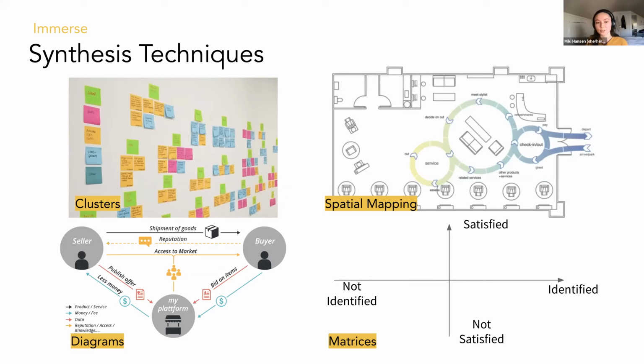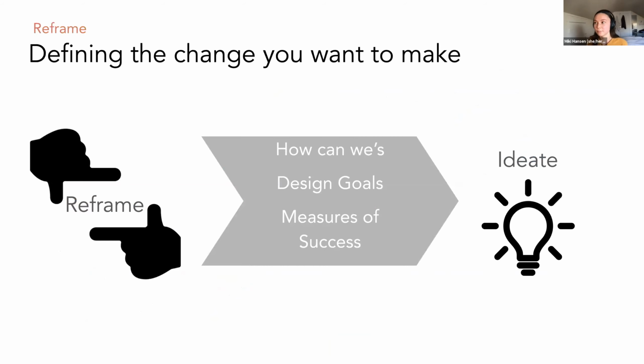And then we have matrices. So this helps you, you can have different Post-its or different needs and desires and rate them on these scales to understand what are the most unmet needs or desires.